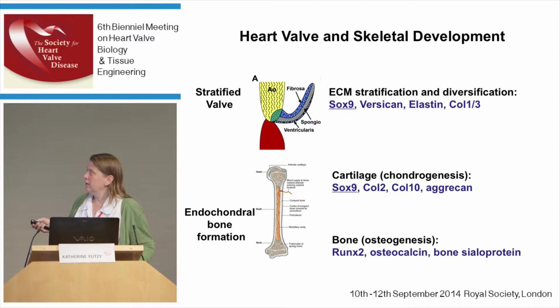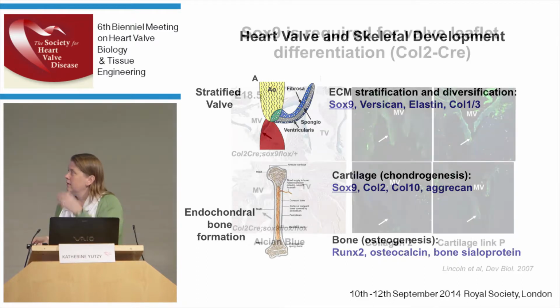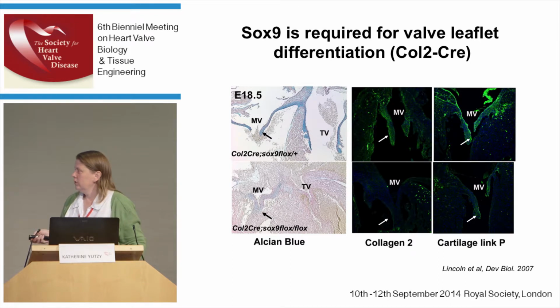And so what I'm going to focus on is the cartilage aspect of it in terms of the hierarchy of SOX9 and these collagen 2, collagen 10, and aggrecan, which are extracellular matrix proteins that are very characteristic of cartilage. And so when Joy Lincoln was a postdoc in the lab, she knocked out SOX9 in the valves, and these mice don't survive after birth because they have a lot of skeletal problems.